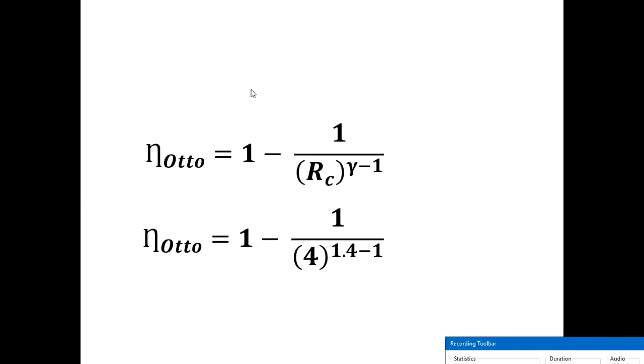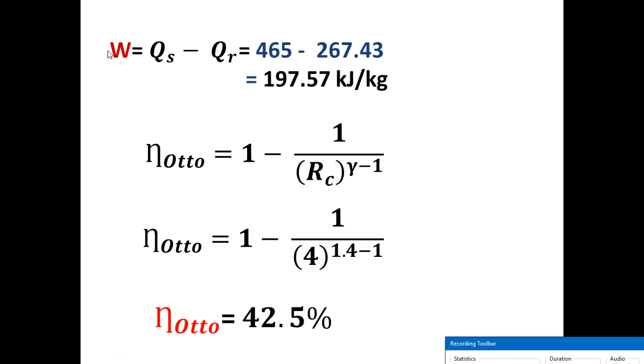Then the Otto cycle efficiency is 1 minus 1 by Rc to the power of gamma minus 1. Using this equation you can find the value. At the same time you can get the work, which is equal to Qs minus Qr, 465 minus 267.43, which gives 197.57 kilojoules per kg. Then you will get the Otto cycle efficiency of 42.5%.